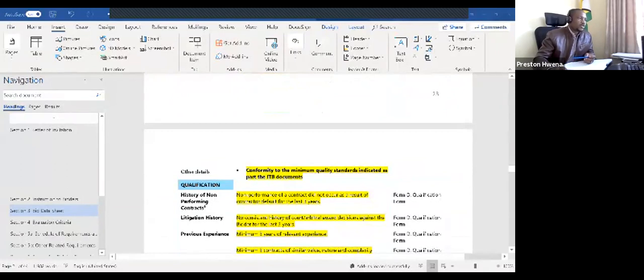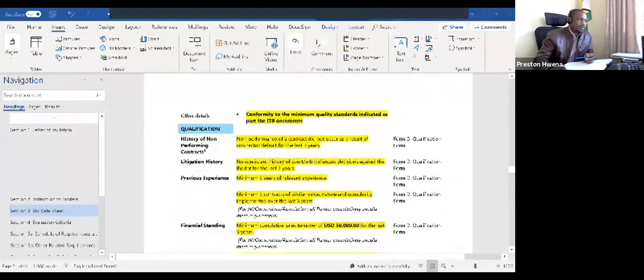Then we look also at conformity to the minimum quality standards indicated in the ITB. We'll talk about quality standards soon. We have already talked about the experience that we are looking at, minimum 3 years of relevant experience. When we talk of relevant experience, colleagues, please take note of this.